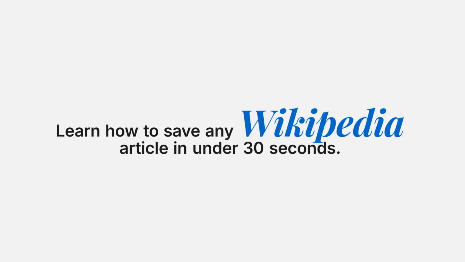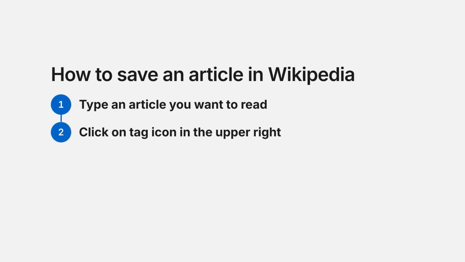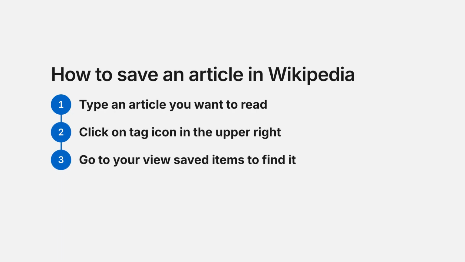Tired of losing interesting articles in a sea of open tabs? Learn how to save any Wikipedia article in under 30 seconds. First, open the article you want, then use the tag icon to save it. Finally, check your saved items to see it waiting for you.